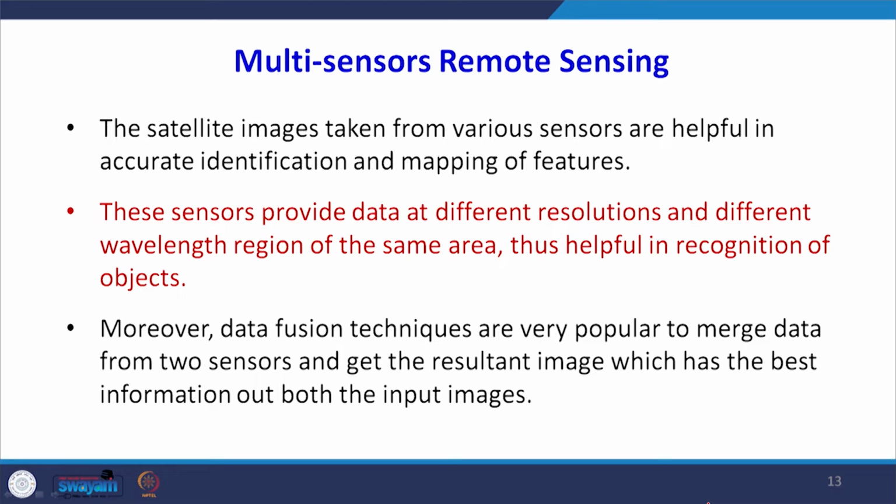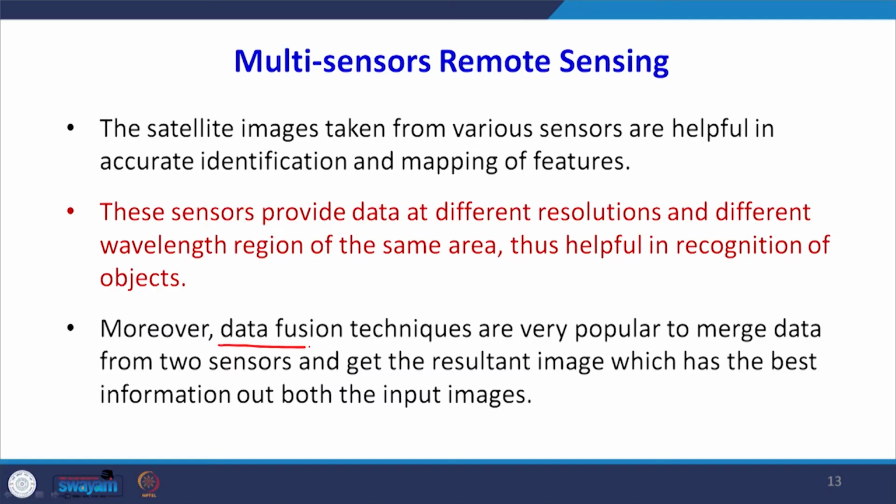Then we have multi-sensor remote sensing data. Nowadays, if we look at the number of satellites, each satellite may have more than one sensor, so the number of sensors is much higher. So, we have lots of data available from those multiple sensors for the same area. If we are talking about polar satellites, we can get data of the same area from multiple sensors, but at different resolutions and in different wavelength regions.